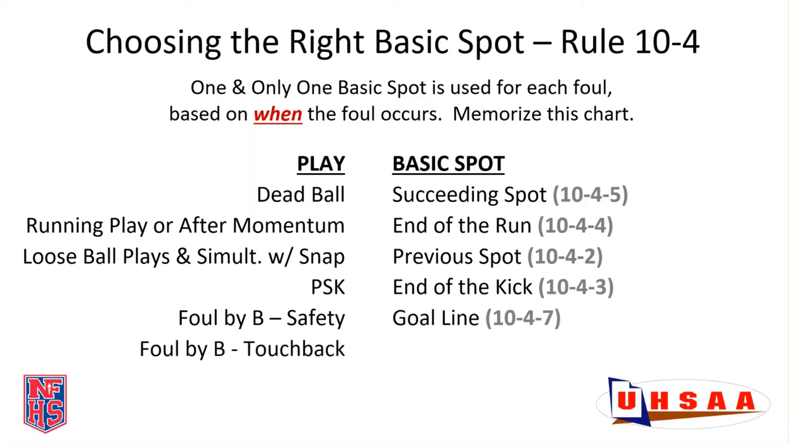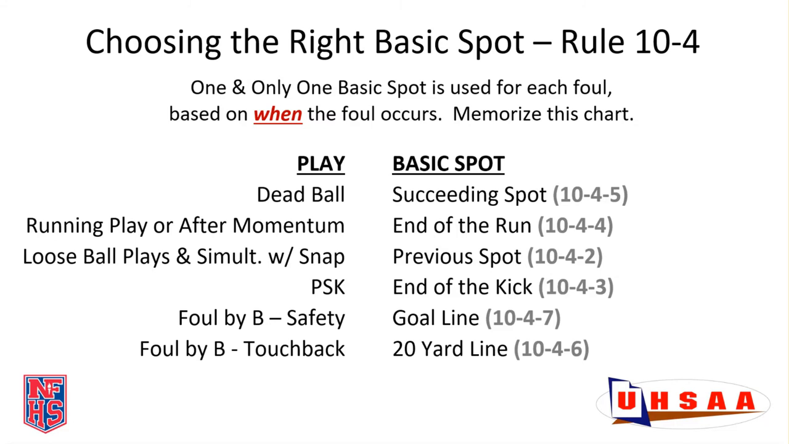Fouls by B on a touchback, it's the 20-yard line. Those are your basic spots, and you just have to memorize this chart. We'll give you a cheat card that'll help you do this. But by determining when your foul occurred, you assign one of these 6 basic spots, and only one, for the enforcement of the penalty. But the basic spot is just that.